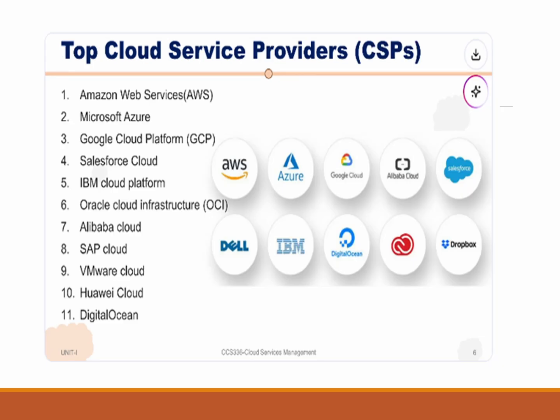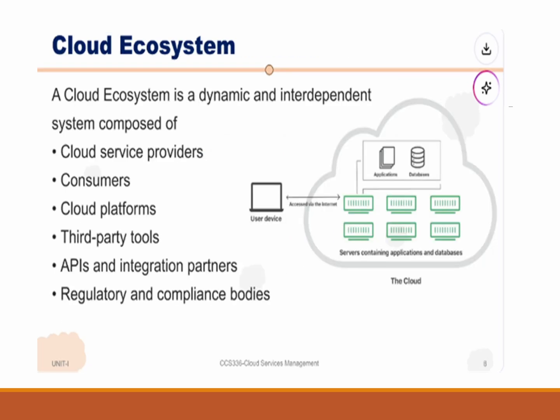Next, we are going to see who the top cloud service providers are nowadays. Amazon Web Services, Microsoft Azure, Google Cloud Platform, Salesforce Cloud, IBM Cloud Platform, Oracle Cloud Infrastructure, Alibaba Cloud, SAP Cloud, VMware Cloud, Vultr Cloud, DigitalOcean. These are the popular top cloud services that are used in cloud environments nowadays.